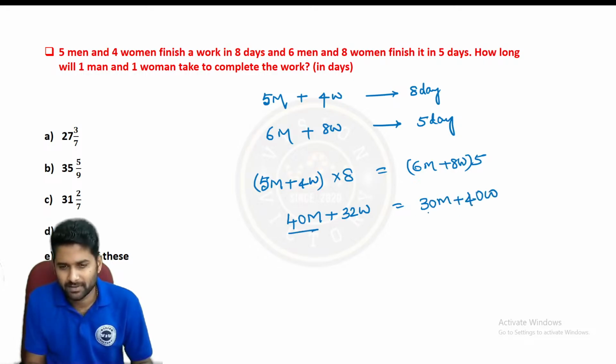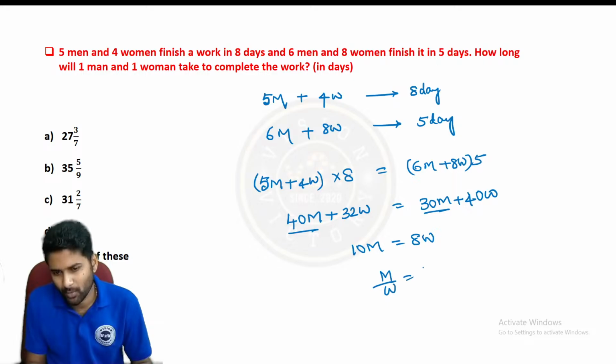So here the difference of men is 10. Difference of women is 8. Now you will get the men by women ratio is exactly equal to 4 by 5.